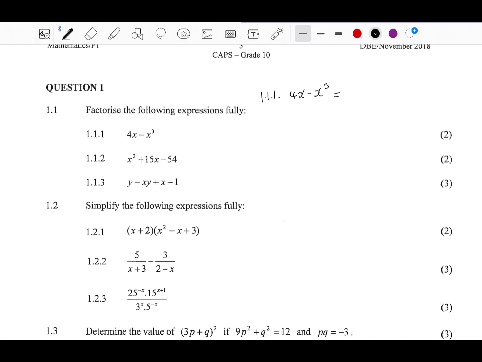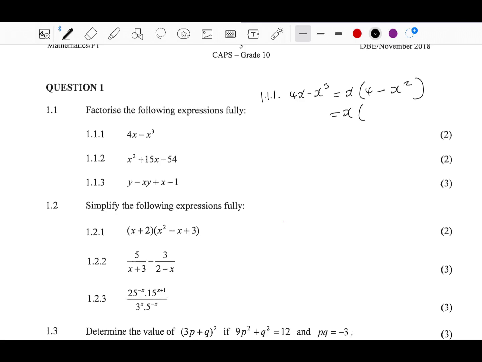So the first thing to do here is to identify the common factor. So the common factor in this expression is x. So if you factor out x, 4x divided by x is 4, and negative x cubed divided by x is x squared. Right, so this is how you factor out the common factor. And then from here you have 4.